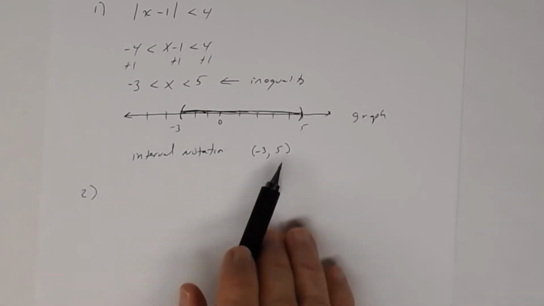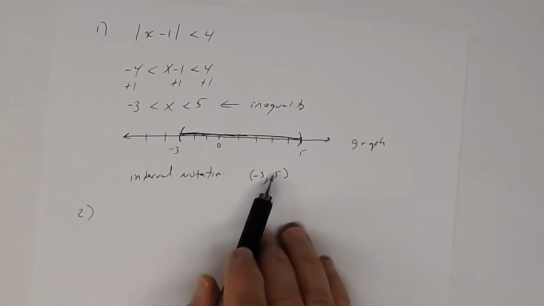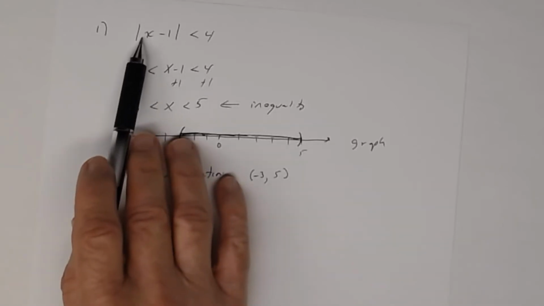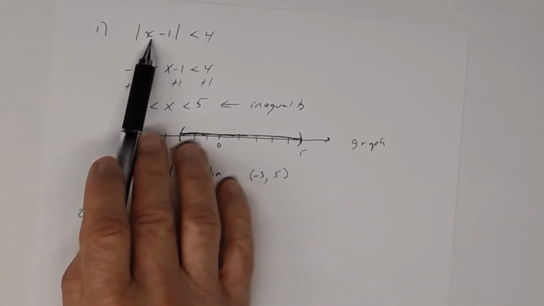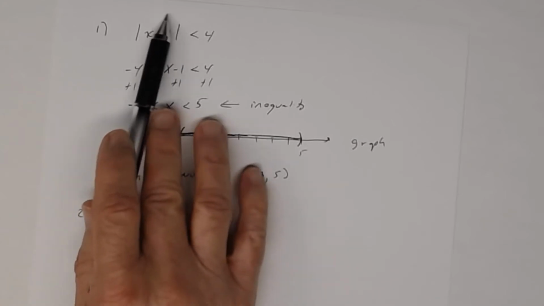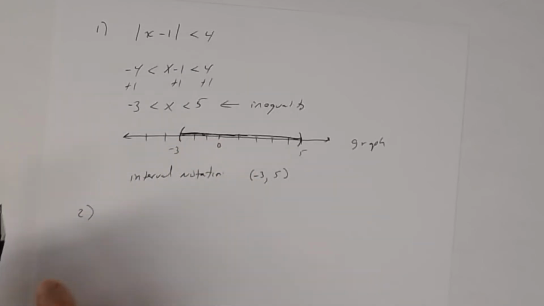For example, if you want to check to see if 4 is a solution, what is 4 minus 1? 4 minus 1 is 3, right? And the absolute value of 3 is 3, and 3 is less than 4. Okay? All right.